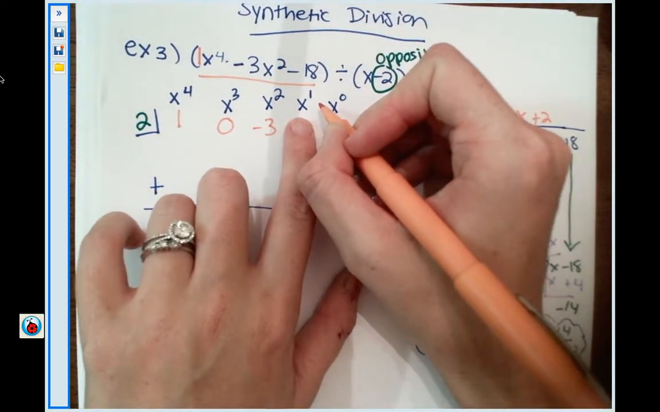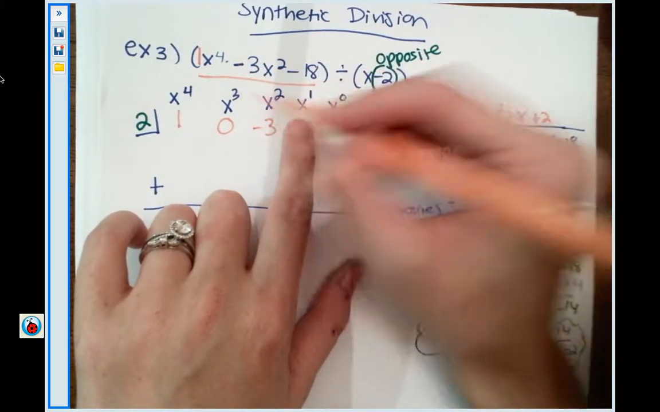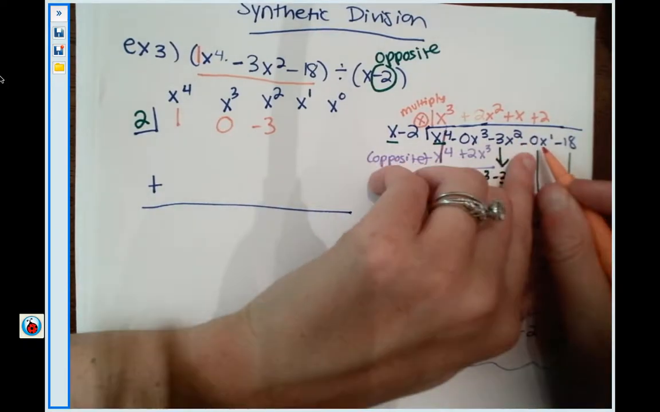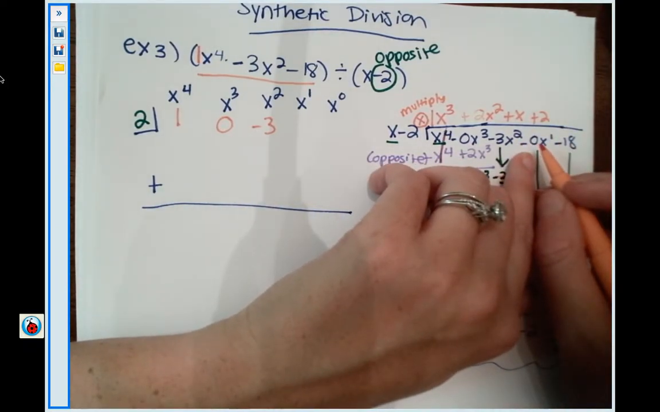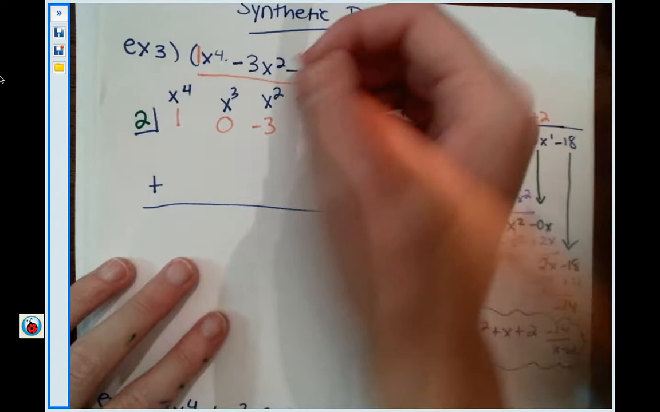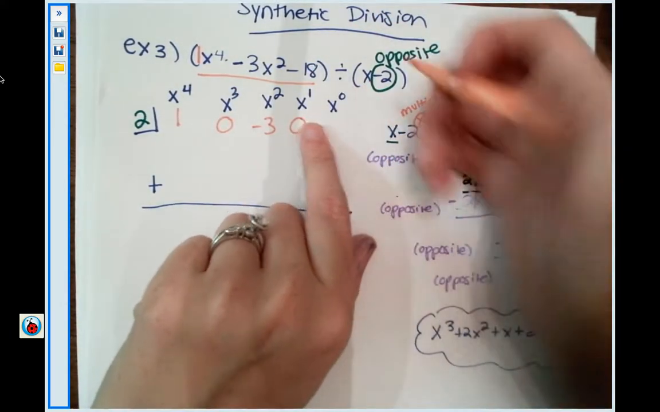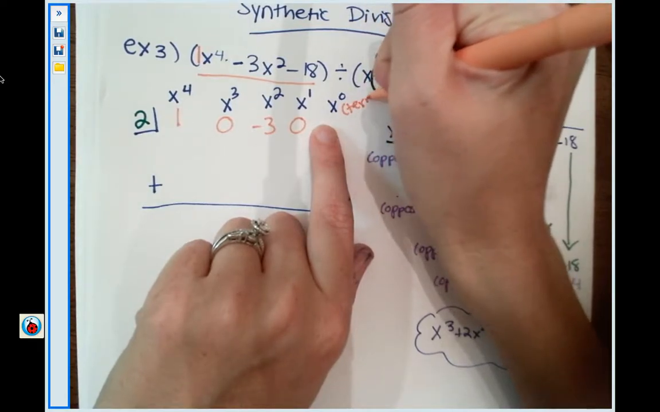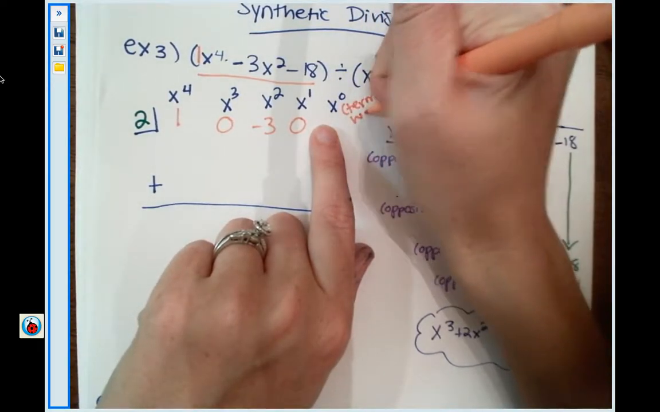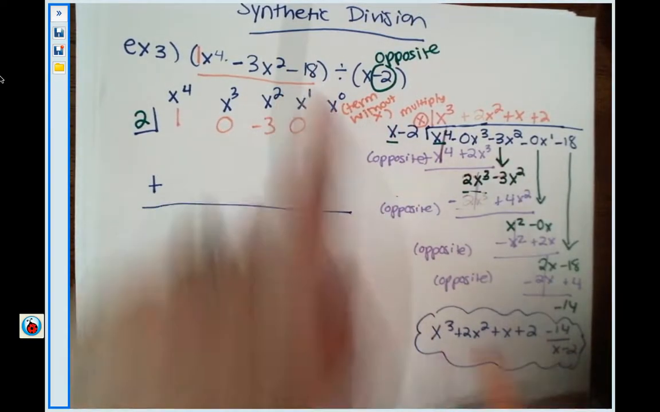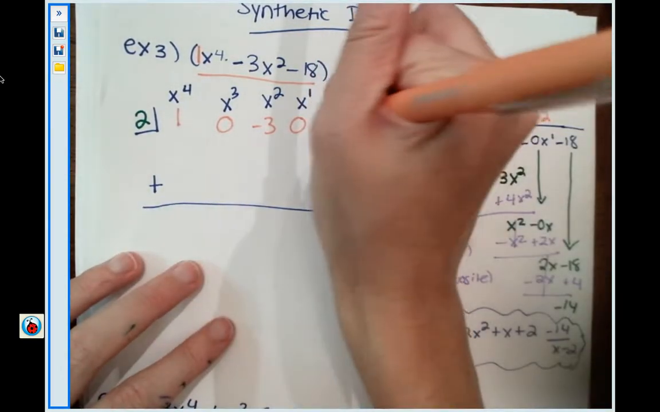Now I'm looking for an x to the first. I don't see one. There's no x to the first. So like we did over here, since we didn't have an x to the first, I'm going to put a 0 in its place. And then x to the 0, that's always the term without the x. My term without the x is a -18.